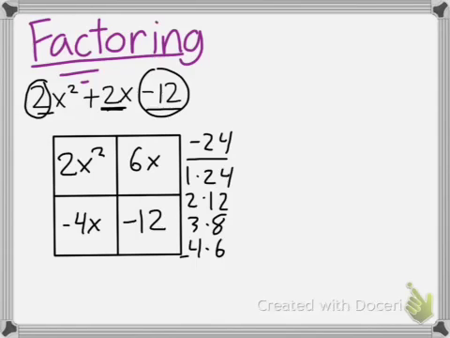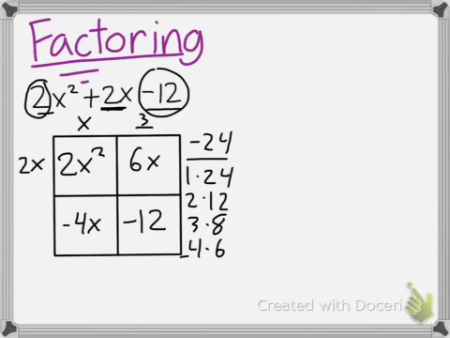Okay, so in order to get a 2x squared in the top left corner of my window, I have to have a 2x times x. So let's put the 2x here and the x here. Okay, so now let's look here. How can I get out a 6x? What do I have to multiply 2x by in order to get 6x? Well, if I multiply it by a 3, 3 times 2x will give me 6x.